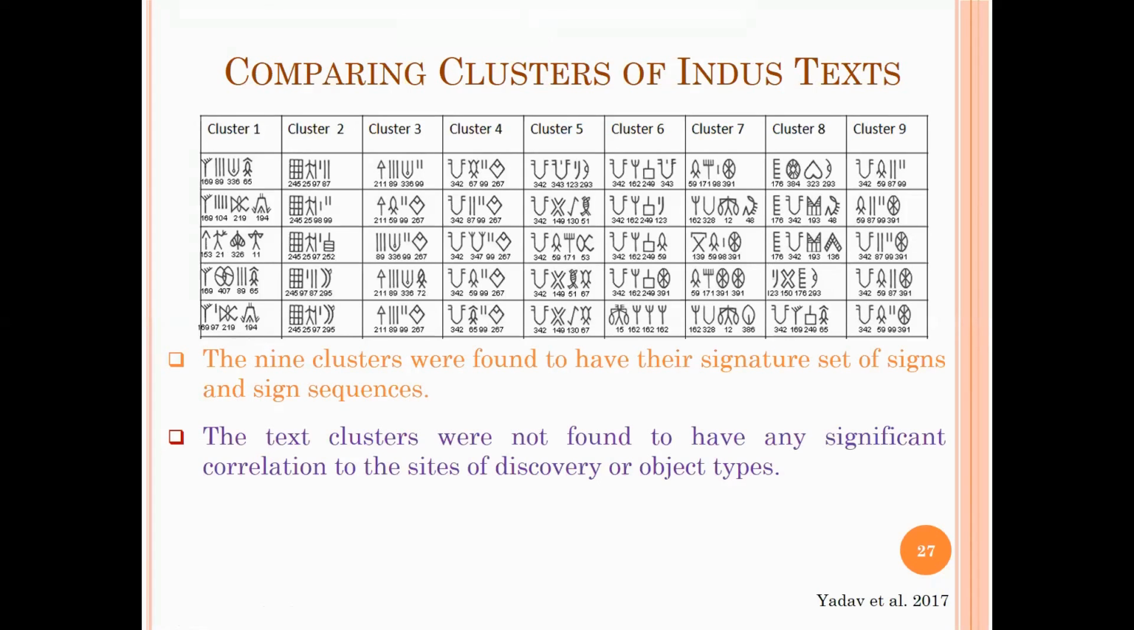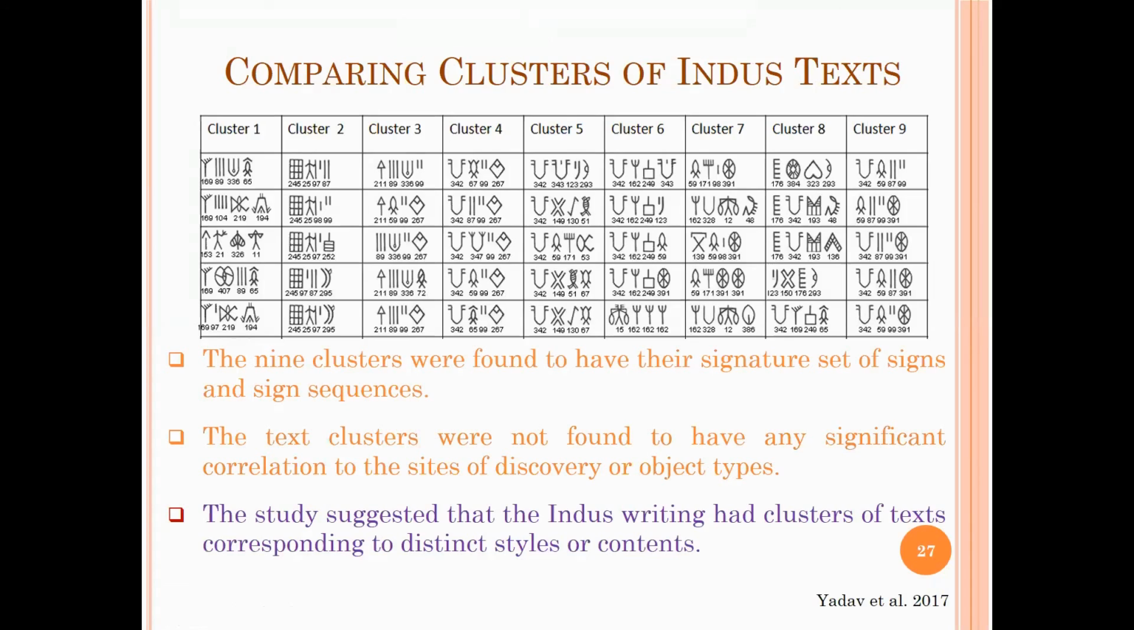So we proposed that these clusters seem to correspond to different styles or contents, so each of these texts may have been used to write some different kind of content. So this could be some different style of writing. So that is why we were finding the preferences of certain signs or sign groups in each of the clusters.